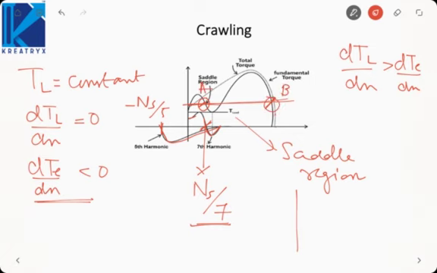Now what happens if the starting torque is low? Then the motor will gradually build up its speed. If it is stuck in the saddle region, that is also a stable operating point, then it will run at a low speed, because here the speed is less as compared to point B. That is called crawling. Because it is running at a slow speed, we say that the motor is crawling. Crawling means moving very slowly.